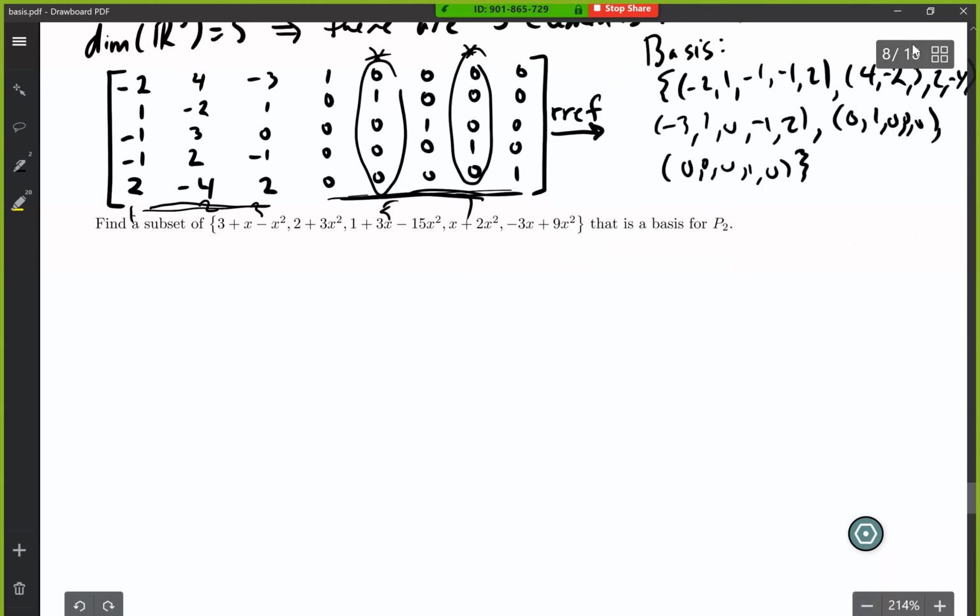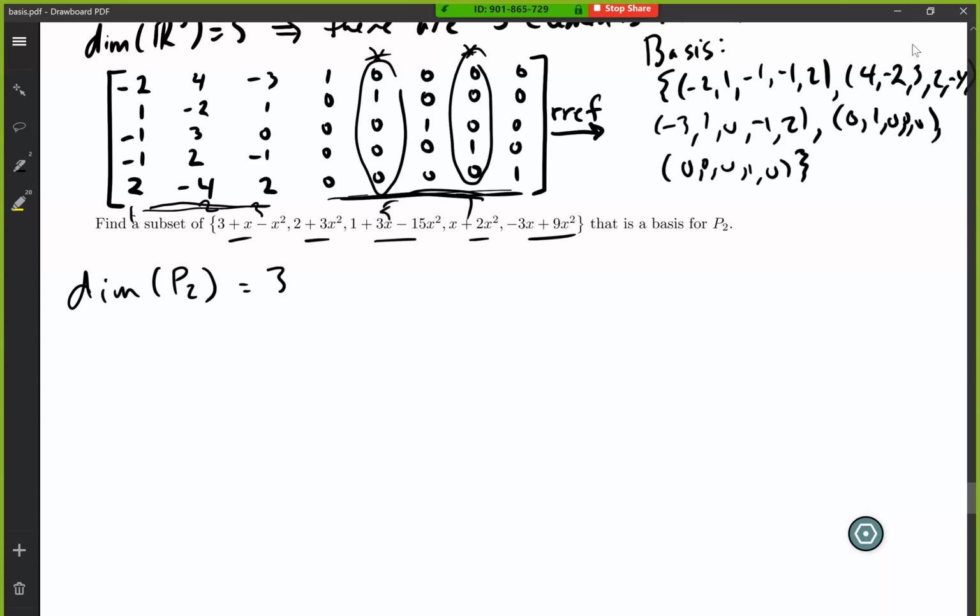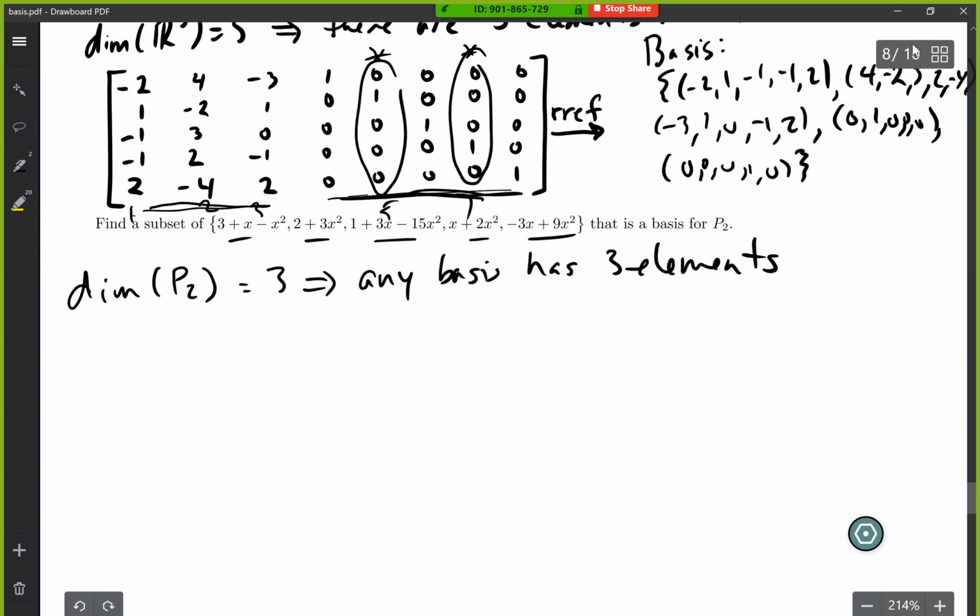All right, we're going to do the reverse process for the second part here. This one says find a subset that is a basis. Well, notice right away, I know this is not a basis because there are 1, 2, 3, 4, 5 elements in this set. What's the dimension of P2? 3, right? Because if it's P sub n, the dimension is n plus 1. So this tells me that any basis has 3 elements in it. So this has too many.